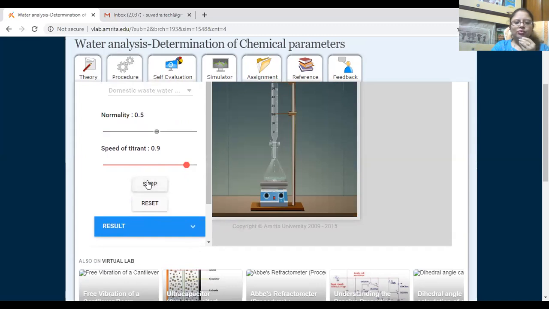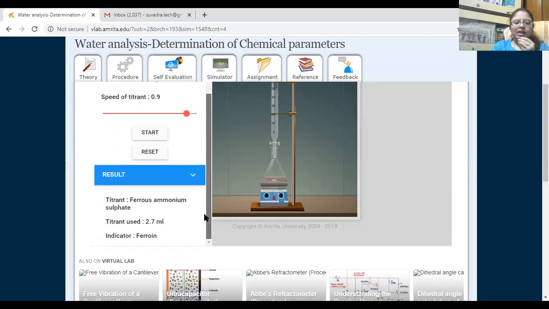Again, I am starting with domestic wastewater. Again, the color will change to reddish brown. Then I will stop. So I am stopping over here. So here I am getting the titrant used 2.7 ml, and the first time I got the titrant used as 5.1 ml. So again I am returning back to my previous slide.